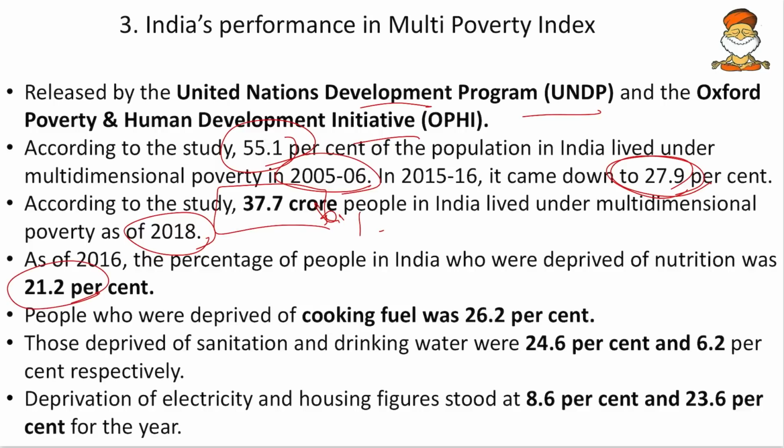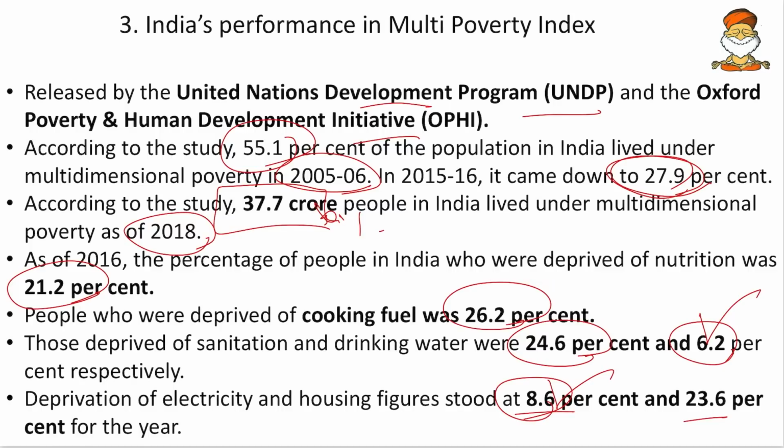And people who are deprived of cooking fuel were 26%, and those deprived of sanitation and drinking water were 24.6%. And the deprivation of electricity and housing are 8% and 23.6%. So here that 25 average, you will have to note it down. Almost all deprivations are around 24%, but some are at 6% and 8%. So these are extremes. So concentrate on them.